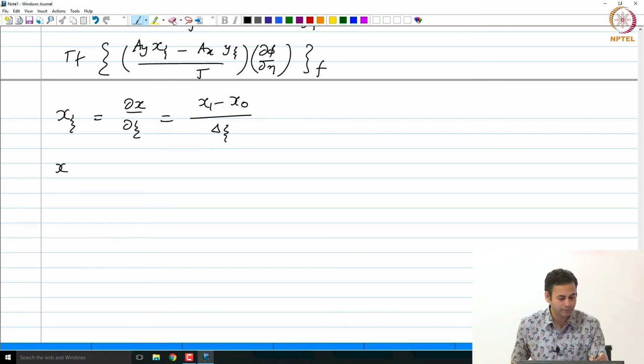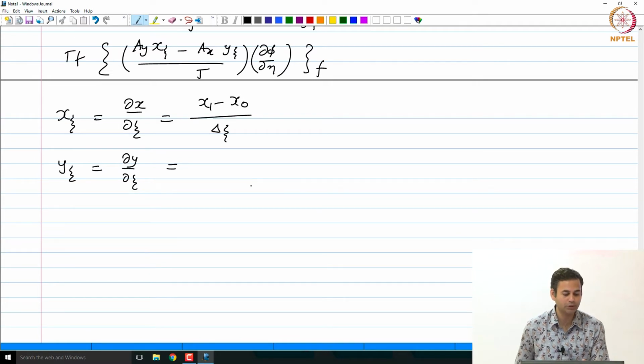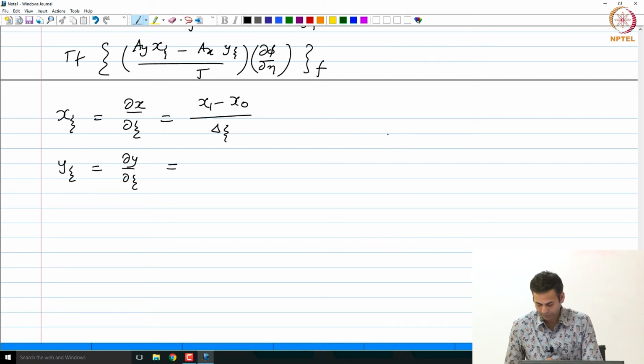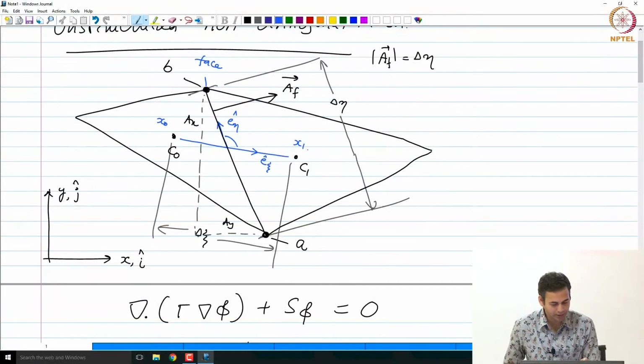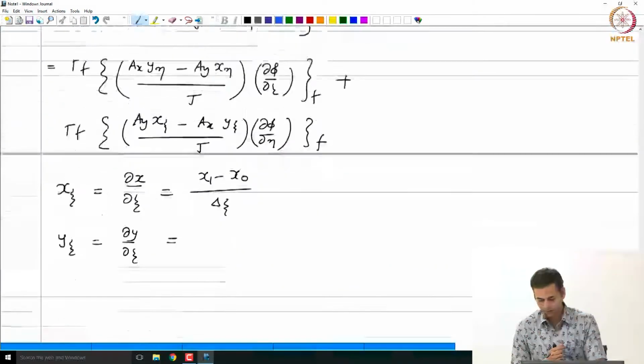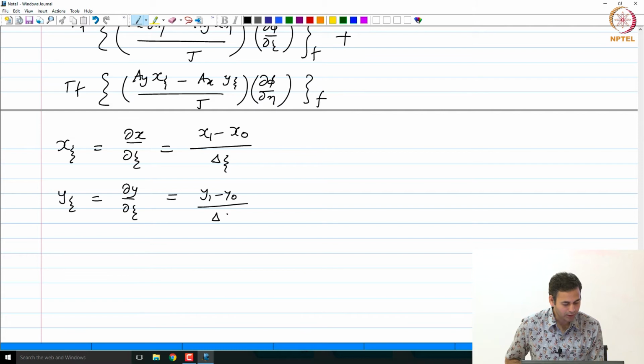What would be y xi, partial y partial xi? If you want to calculate numerically, we have this cell centroid as C1 or 1, and the other cell centroid as C0 or 0. The coordinates are x0, y0 and x1, y1. We can always calculate the derivatives of these coordinates with respect to xi and eta. That's all we are doing. Everybody follows? We are going in the direction of xi and calculating the partial derivatives. So partial y partial xi would be y1 minus y0 upon delta xi.